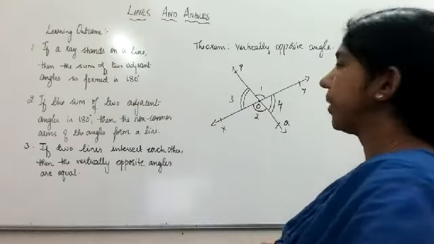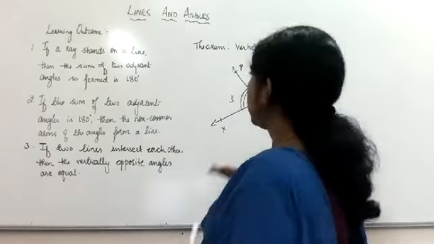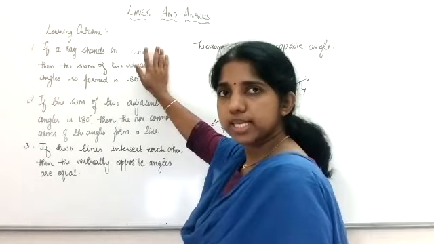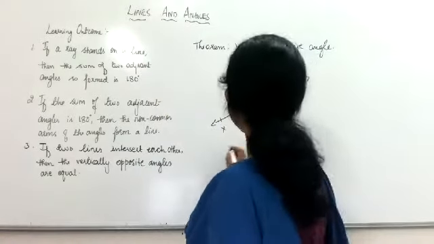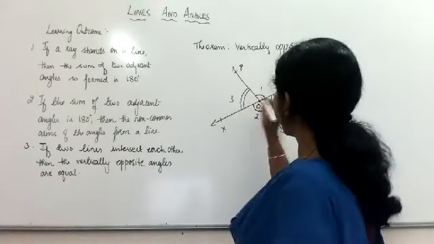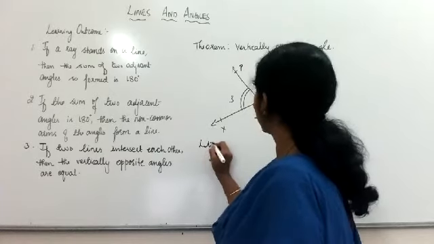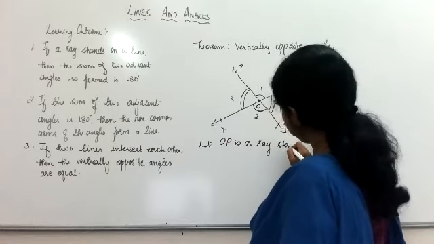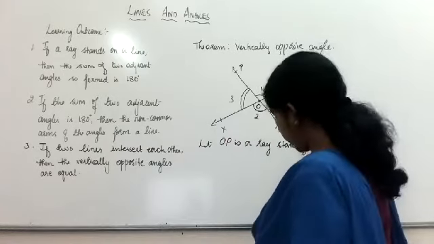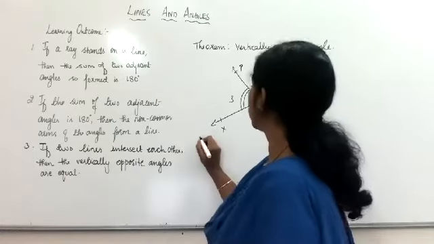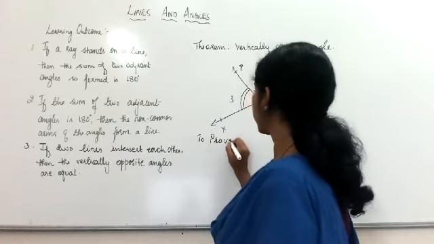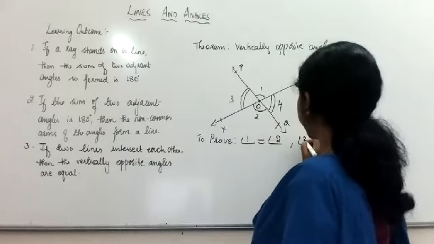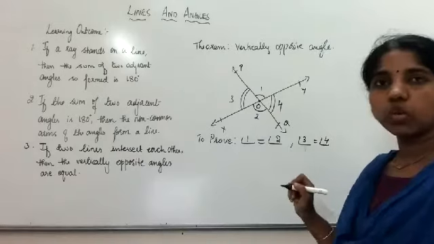So how will you prove it now? Okay, so what we can do? We are proving this theorem using this axiom. So what is the axiom here? First we will take one of the line. Let OP be a ray standing on a line. I will do it easily. This is a diagram. So what we have to prove? Angle 1 is equal to angle 2 and angle 3 is equal to angle 4. This is what we have to prove here.